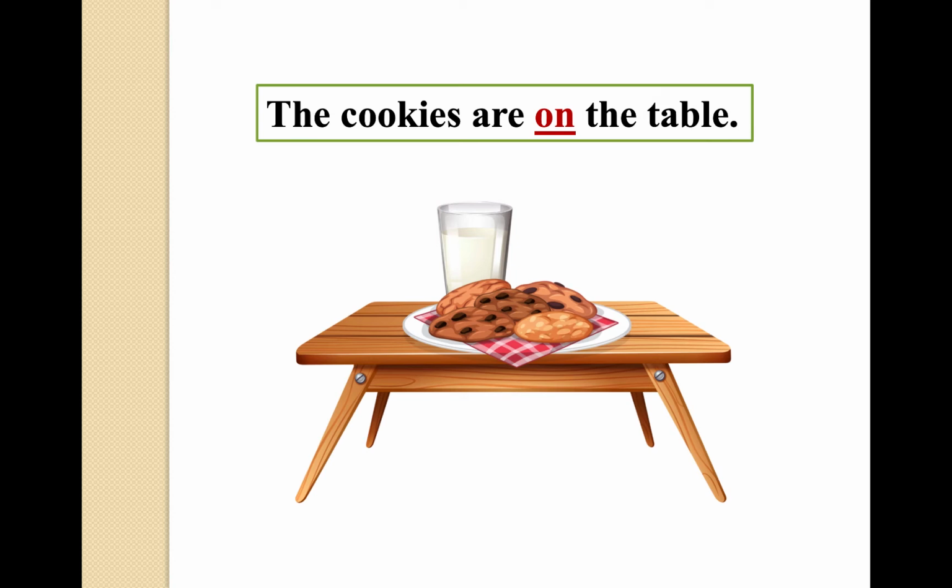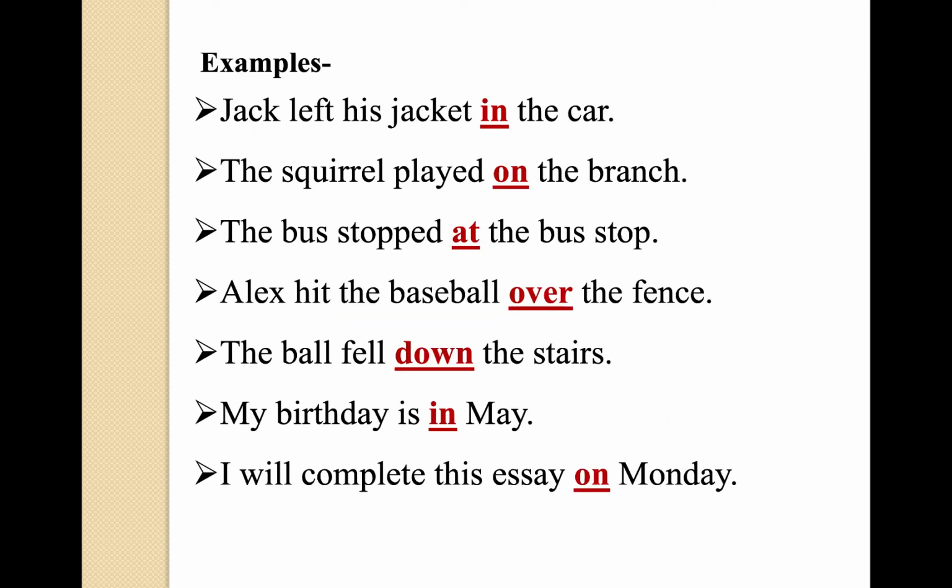Let us take some more examples to understand it in depth. In the first example, Jack left his jacket in the car. In this sentence, the preposition "in" tells us about the place or the location of the jacket with respect to the car. The second example, the squirrel played on the branch. Here, "on" tells us about the place where the squirrel is playing.